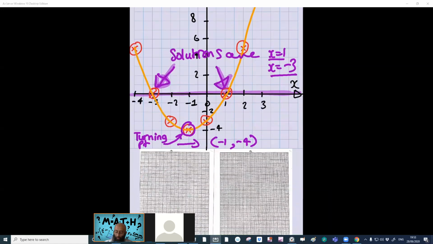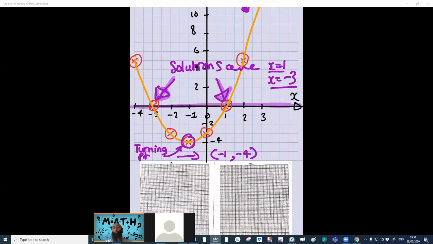So we have our solutions. We have two solutions, x1 and x2 really. The first one is 1, the second one is -3. Two answers, and we have one turning point because it's a quadratic equation.